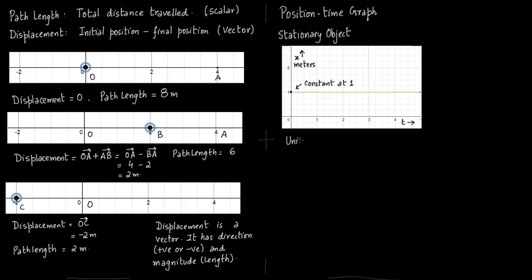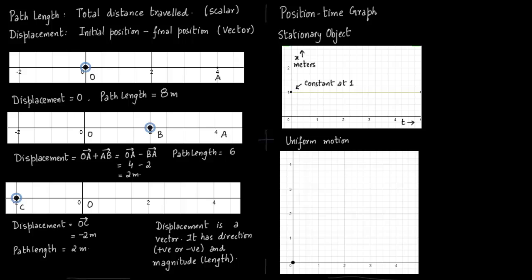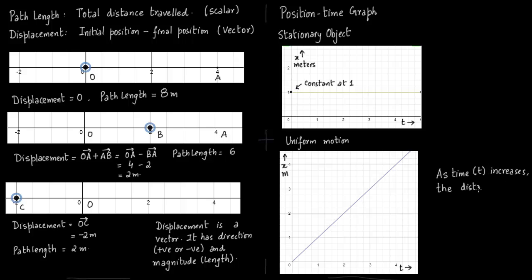Now we talk about the graph of uniform motion. In uniform motion, as the time increases, the distance also increases. Notice that time is 1, distance is 1; time is 2, distance is 2; time is 3, distance is 3. So time is increasing and the distance is also increasing. Distance we denote by x and it is measured in meters. And this is uniform motion. As time t is increasing, the distance x is also increasing.